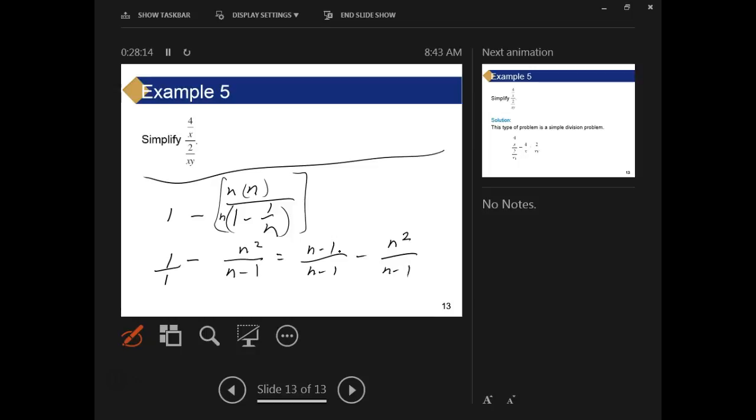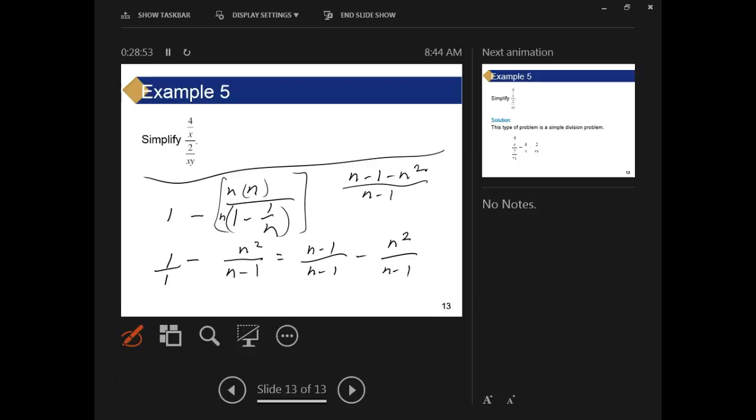So where do we go from here? No, that gets you back to here. What we got is the least common denominator. You've got your common denominators now. So keep the denominator n minus 1 and subtract your numerators. That'd be n minus 1 minus n squared, right? Yeah, I did it right. N minus 1 minus n squared. There's your numerator.